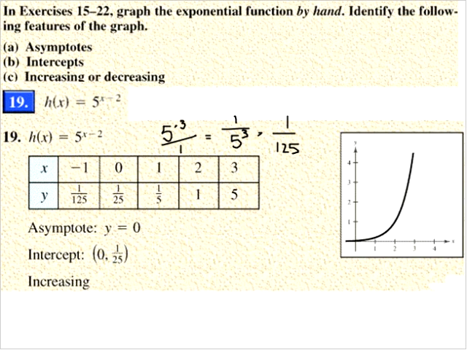Notice when x is 2, you get 5 to the 0 power. Anything to the 0 power is always 1. So don't forget that rule: anything to the 0 power is always 1.